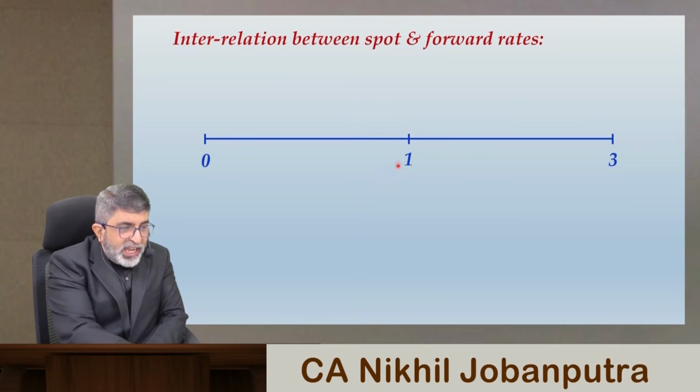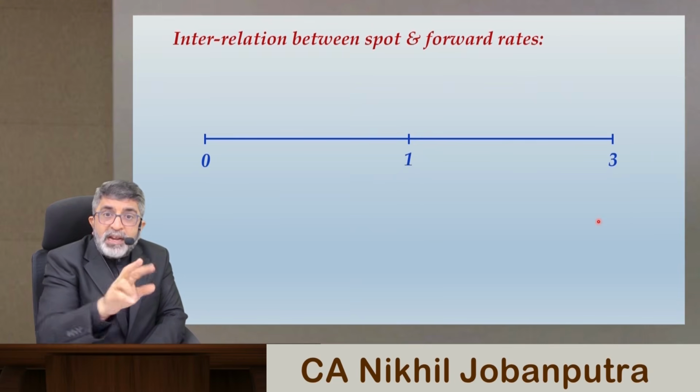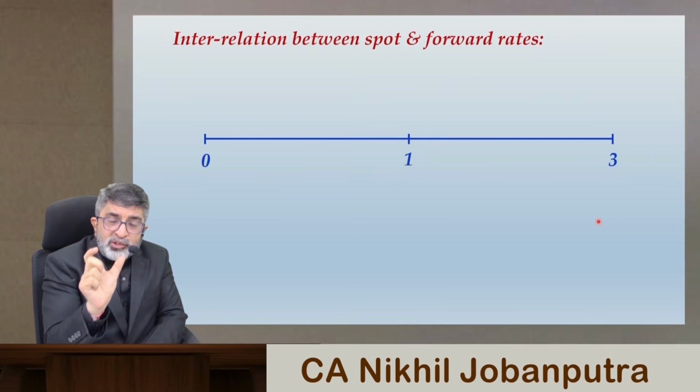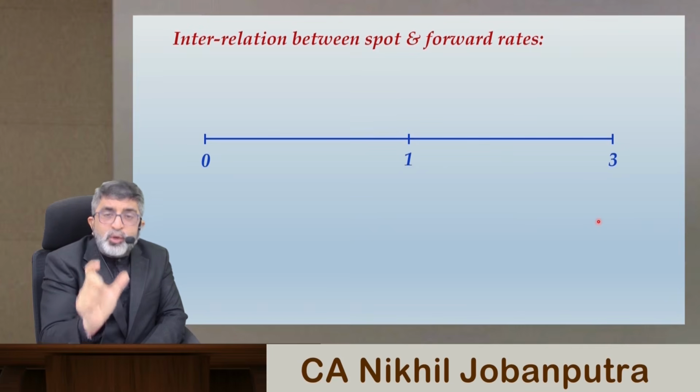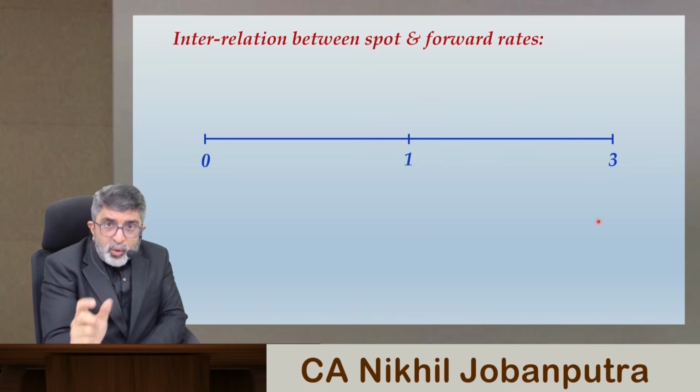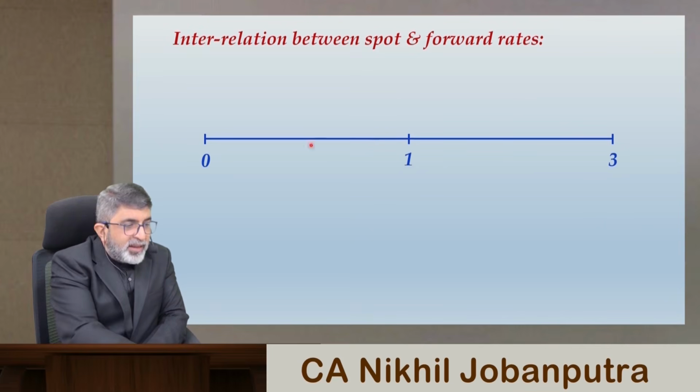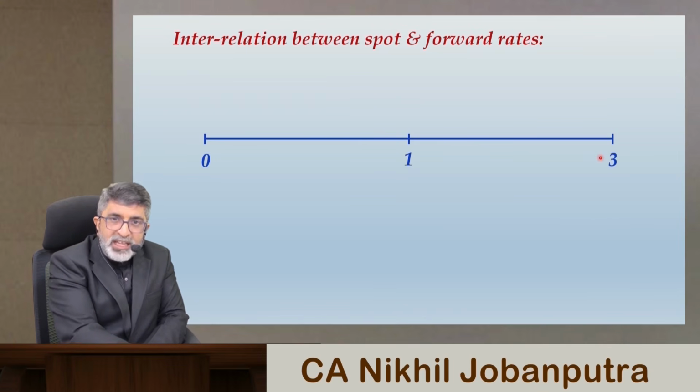That means J year is the waiting period, so J will be 1 year, and 1 to 3 will be a 2-year gap, which indicates a 2-year loan. So it is a 2-year loan that will start after 1 year, meaning it will be F1,2. That F1,2 is the applicable rate between year 1 and 3.